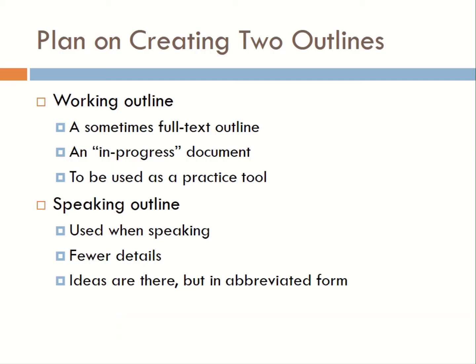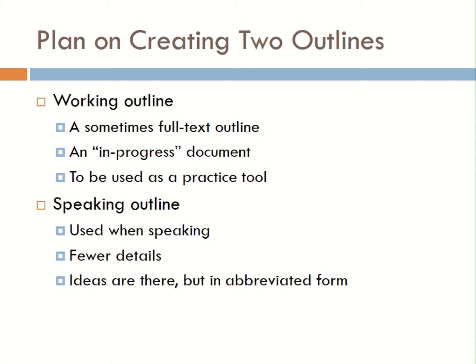There are two phases within an outline. You have what's called a working outline and a speaking outline. A working outline is an in-progress document. Sometimes it's going to be written out as full text. Other times it will be a bit more scattered, but it's in progress. It's the rough draft. It's not the completed and final document. So you use this in practice, and then you edit and you change things.